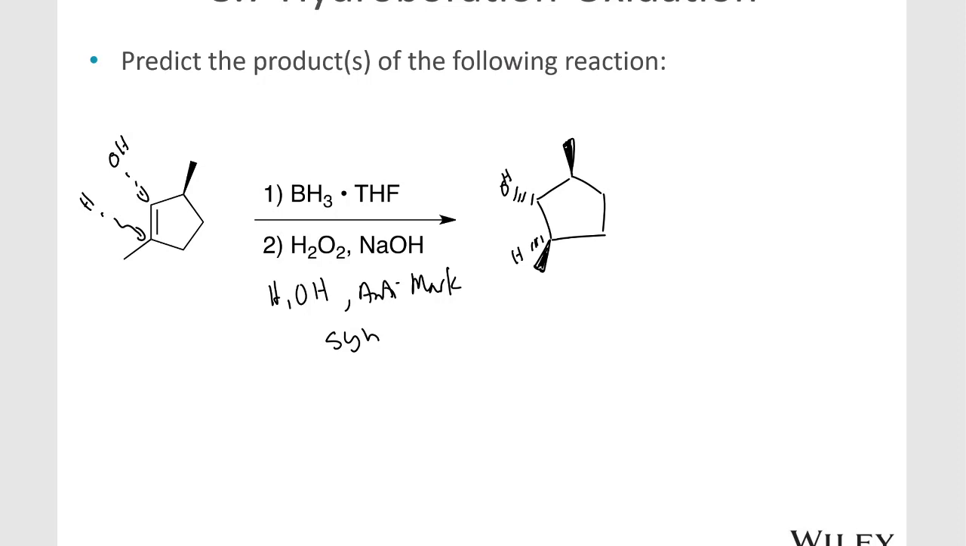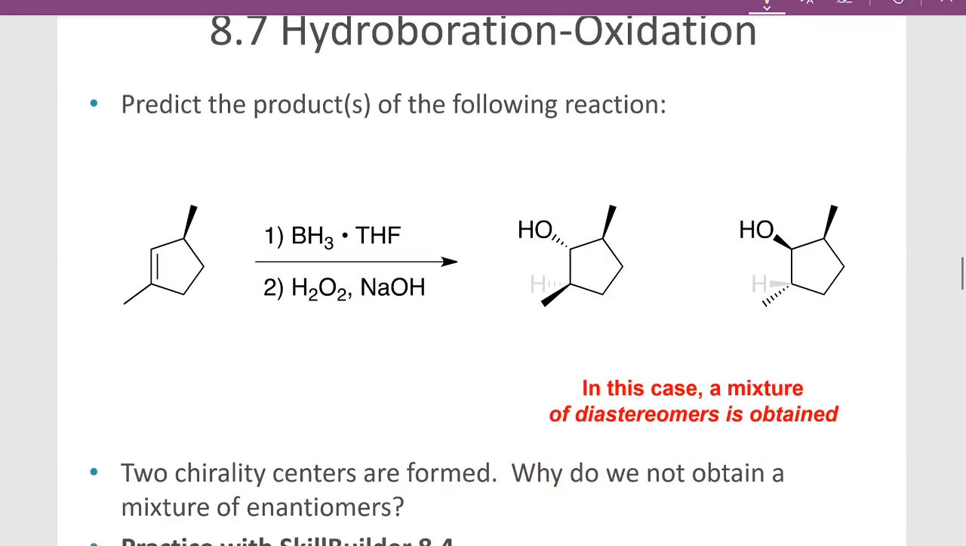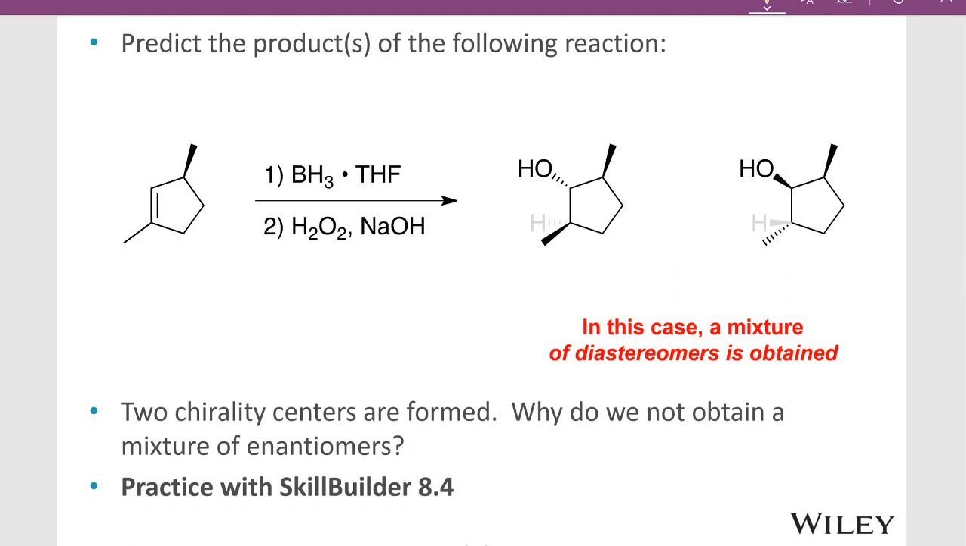And then we can have the OH coming out. And that would mean that the H would also have to be coming out, and the methyl would have to be going back. So notice here that these are not enantiomers because we had this methyl group. Circle that in a different color here. These are actually diastereomers of each other. They're not enantiomers. Okay, so we get a mixture of diastereomers.